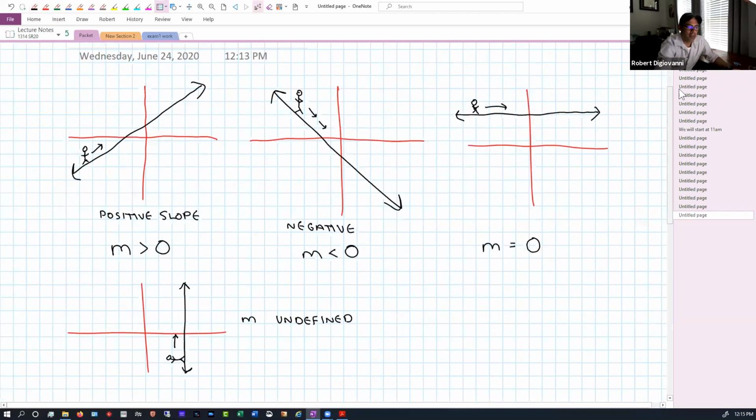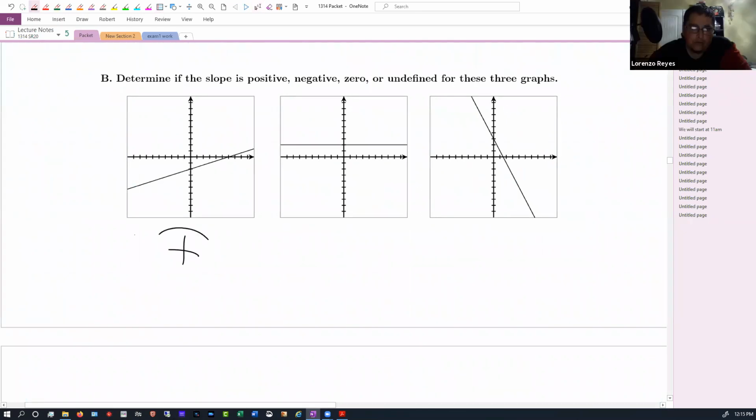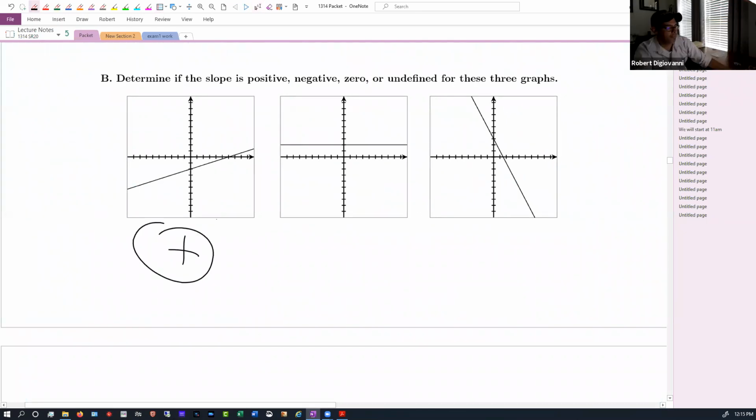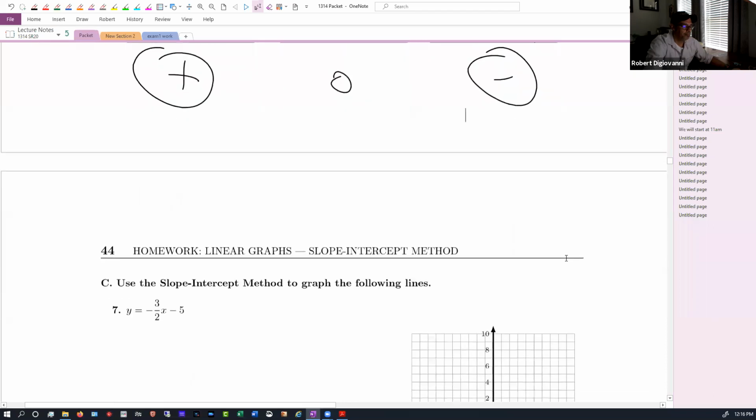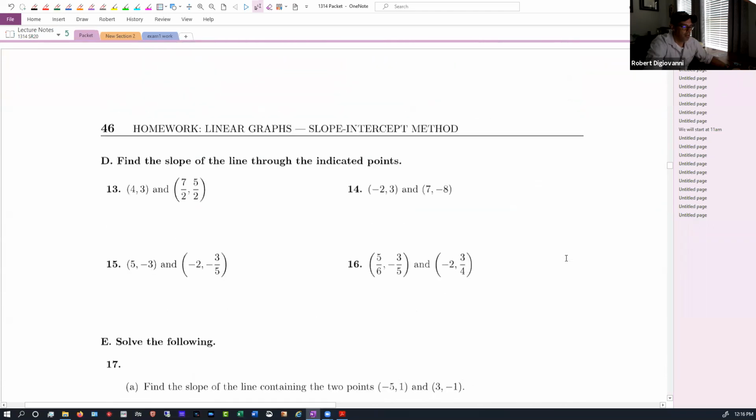So in that packet question that I was looking at here, it says determine if the slope is positive, negative, 0, or undefined. So what about for this first one? Would the slope be positive or negative? Positive. Second one? 0. And third one? Negative, right? I mean, there's not a lot to those. You're just looking. Okay, there's the homework for that.